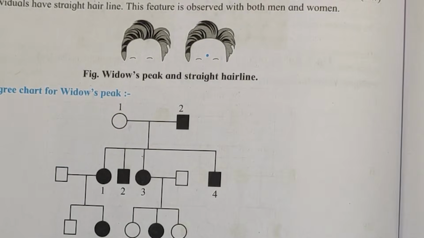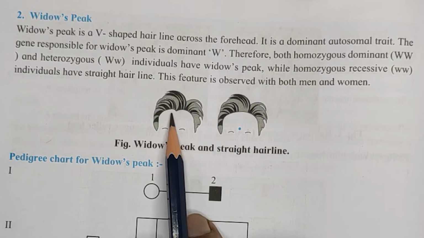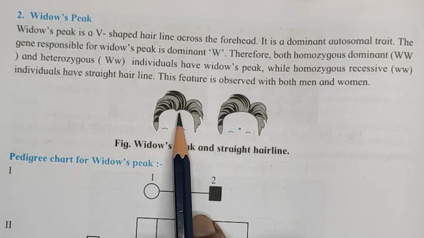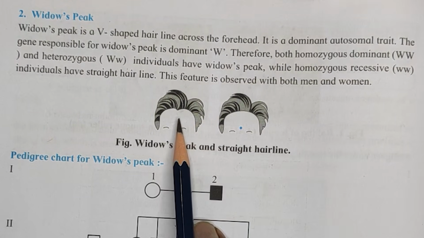In the next we'll see about the widow's peak. So widow's peak is a V-shaped hairline across the forehead. Like that, this V-shaped hairline we observe across the head. This one is about the straight hairline. And this V-shaped one is the widow's peak.